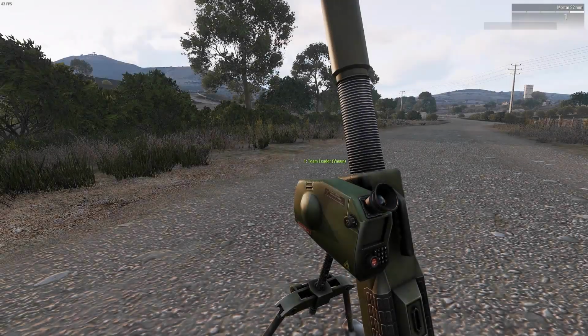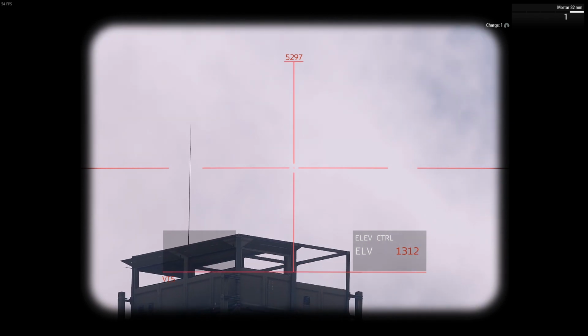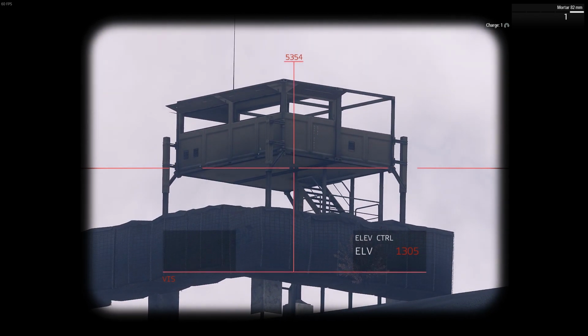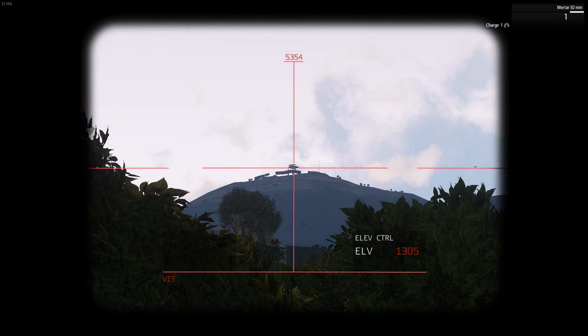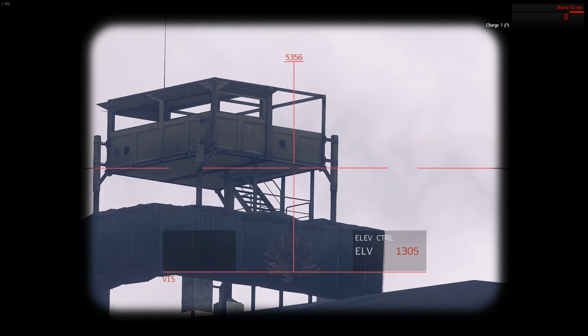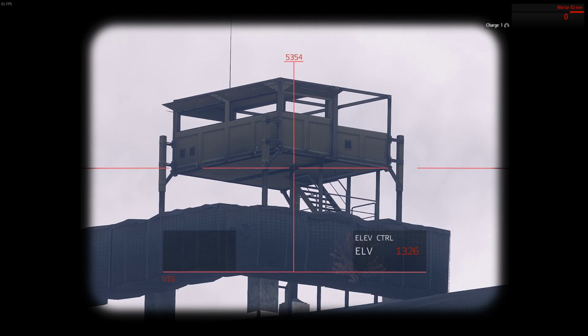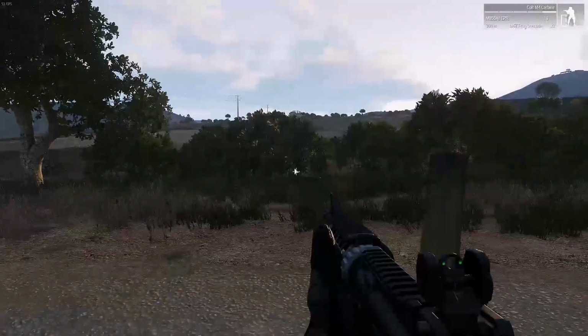So we're going to hop back into our mortar, which I prepared a round in. We're going to look down our little computer, our little site, and you'll notice in the top right, I already set the charge to 1. I made that mistake a couple times. And we're going to go to firing elevation in our spreadsheet, which is 1328. I misfired there, but no biggie. I'm just going to set that 1328 and we'll get a more accurate round on target.